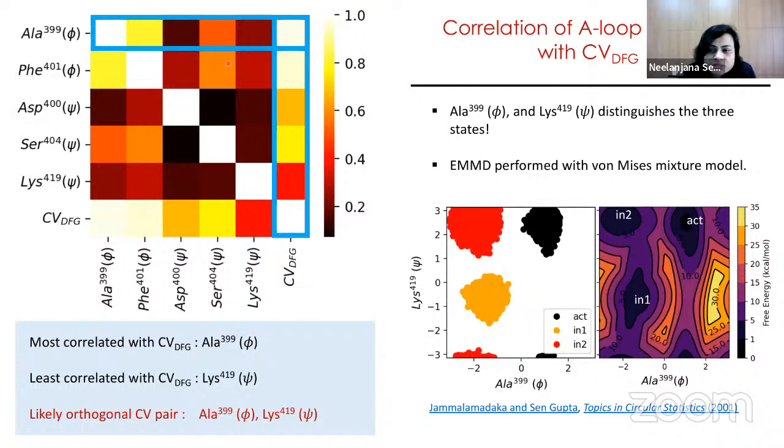Again, we have to switch back to von Mises, because Gaussian mixture models are perhaps not the exact way to do it. So a combination of these two CVs will perhaps be one way forward. We could perhaps map out the inactive 1, inactive 2, and the active states. With this combination, we are still searching.